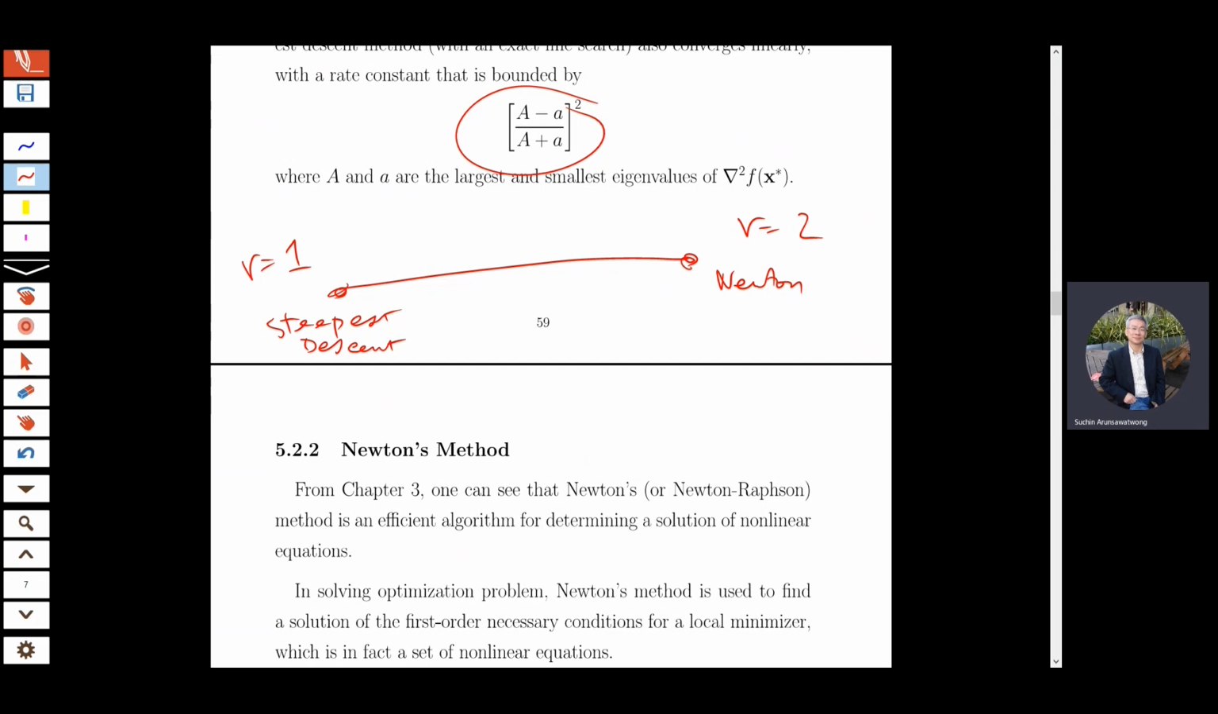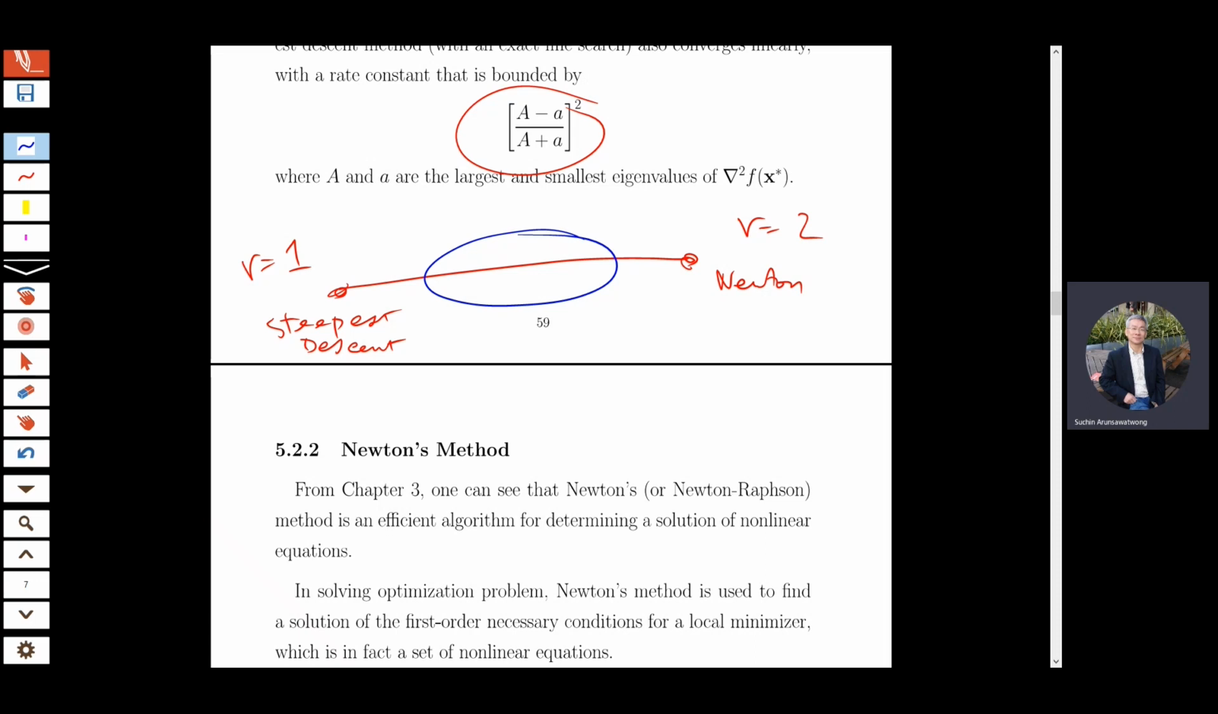After Newton's method, we will consider quasi-Newton and conjugate gradient methods, which are somewhere between these. We find that Newton's method can be fast, but it doesn't guarantee convergence. First, and second, the major drawback of using Newton's method is that it requires the second derivative.